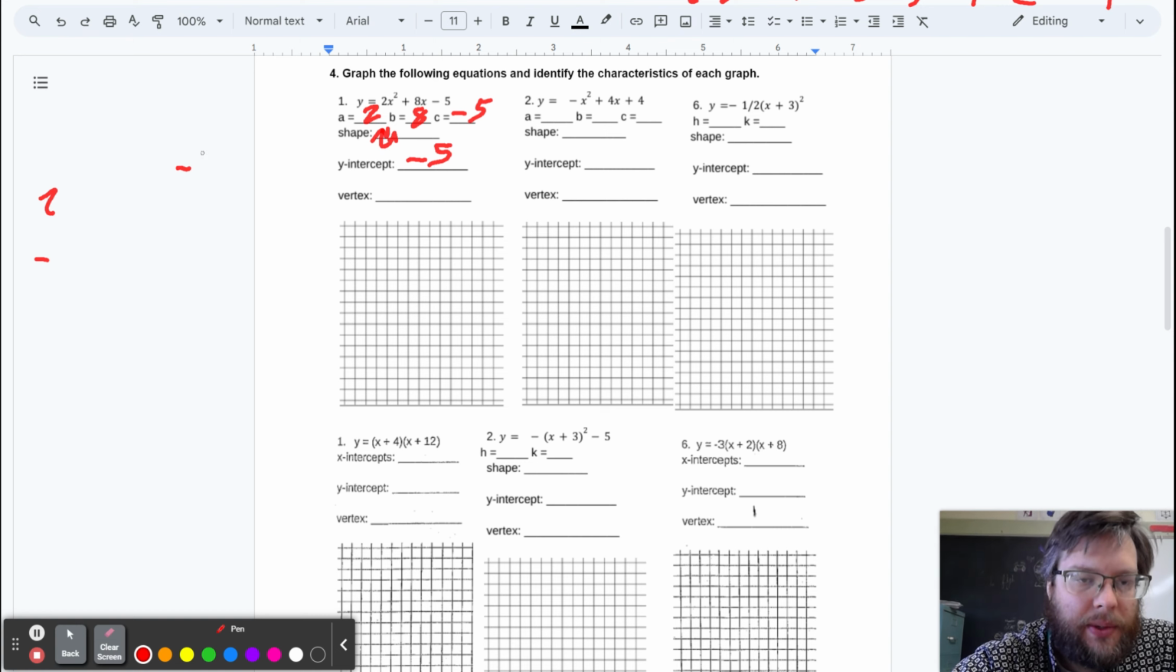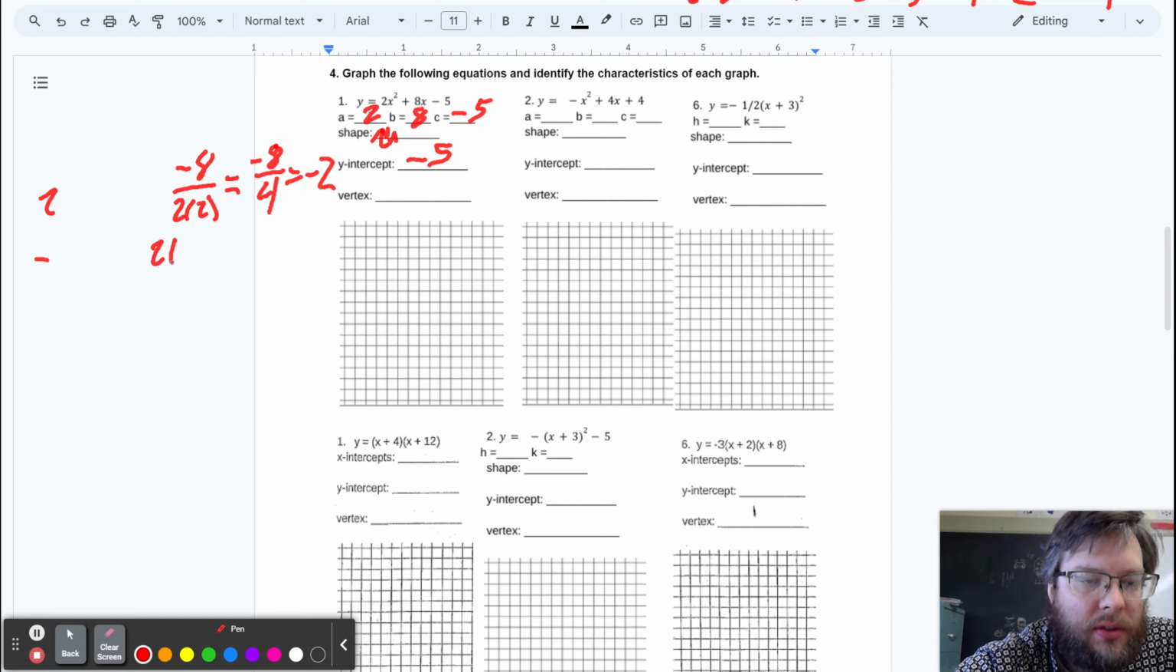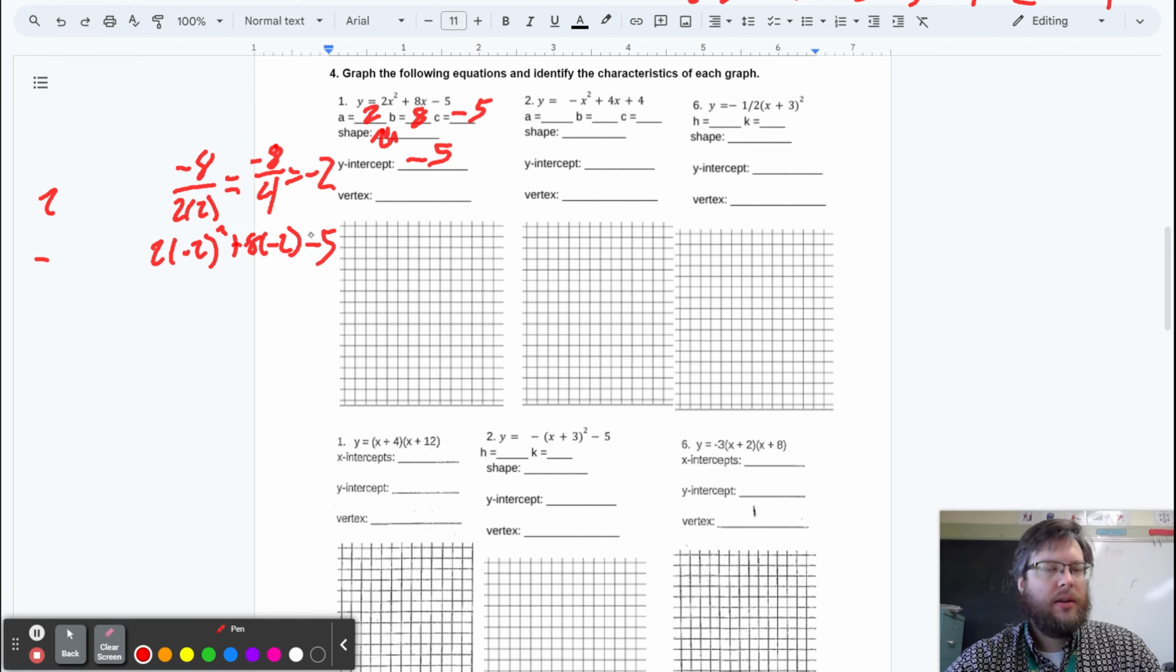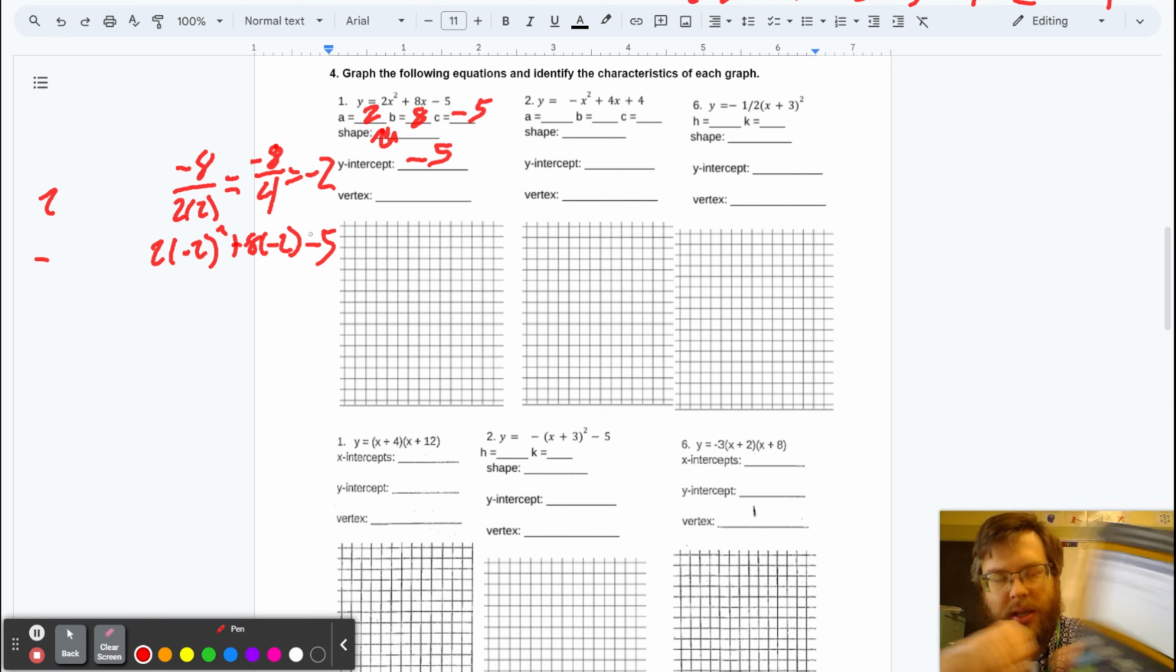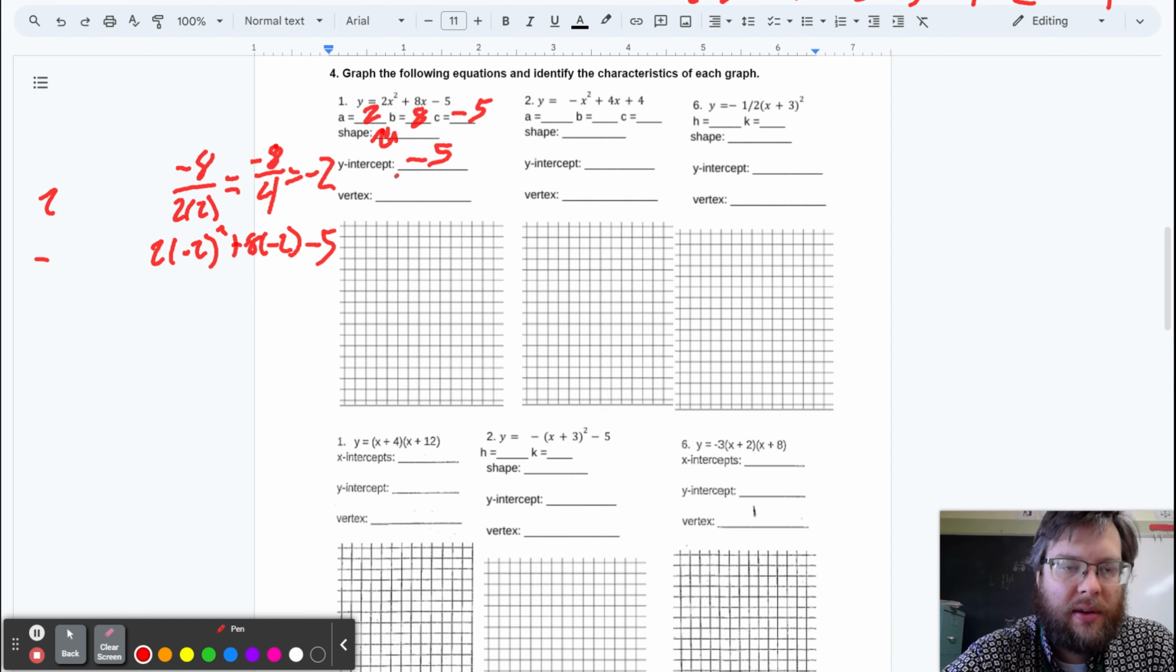The vertex I get by doing negative b over 2a. Make sure you actually do the 2 times 2 on the bottom before you do negative 8 divided by 2. Otherwise, you're just going to get negative 8, and that's not correct. It's negative 2. And if you plug in negative 2, you can just type it into your calculator. I'll show you how to do that. We go 2 times negative 2 squared plus 8 times negative 2 minus 5. Type all that in, you get negative 13. So that gives me my vertex, negative 2, negative 13.